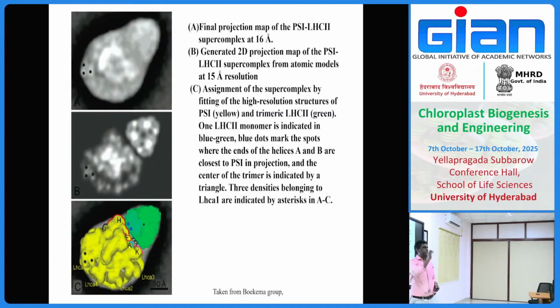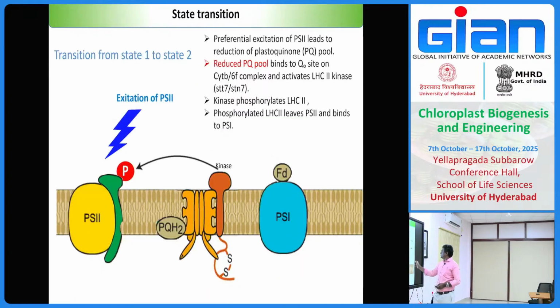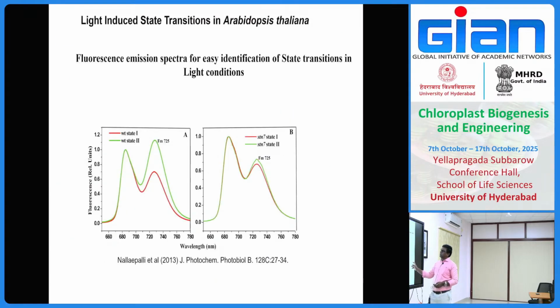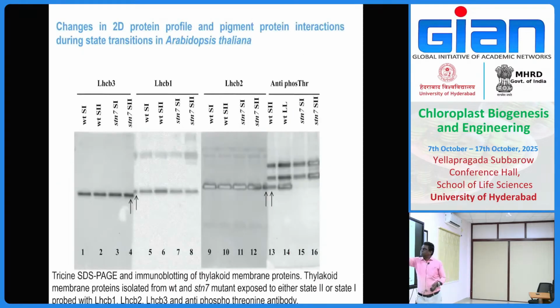So this is called the major light harvesting complex. We want to show this biochemically. What we are showing here is LHCB1 and LHCB2. That means the three subunits, three genes, are very important for the trimeric complex. This trimeric light harvesting complex is very important, and which one is getting phosphorylated, that's what we wanted to show.